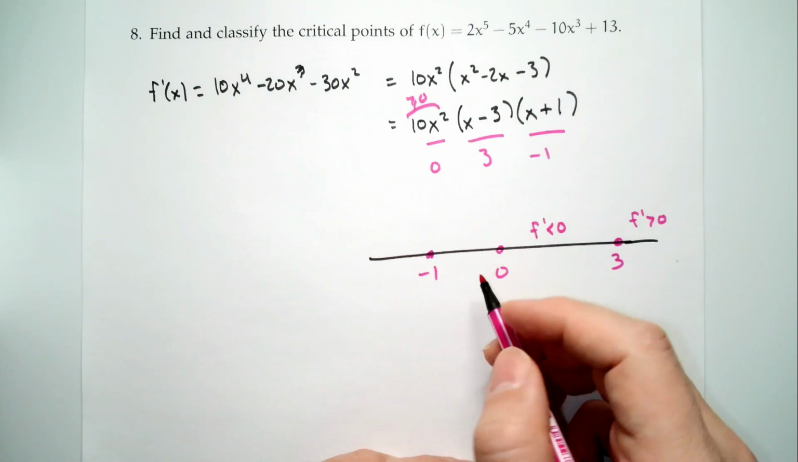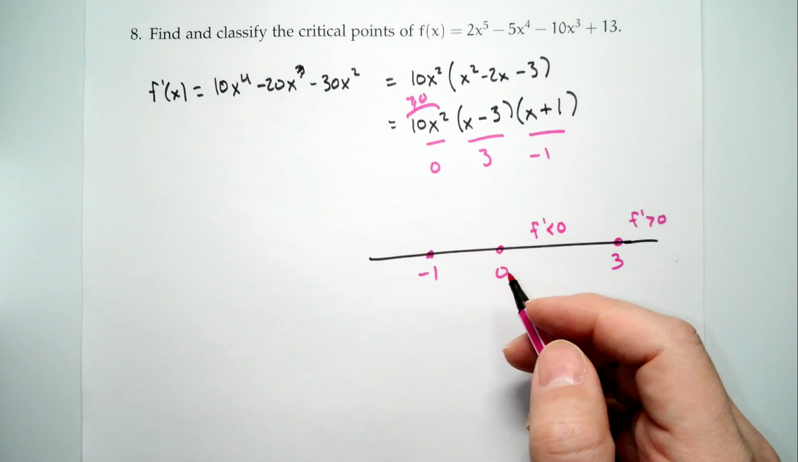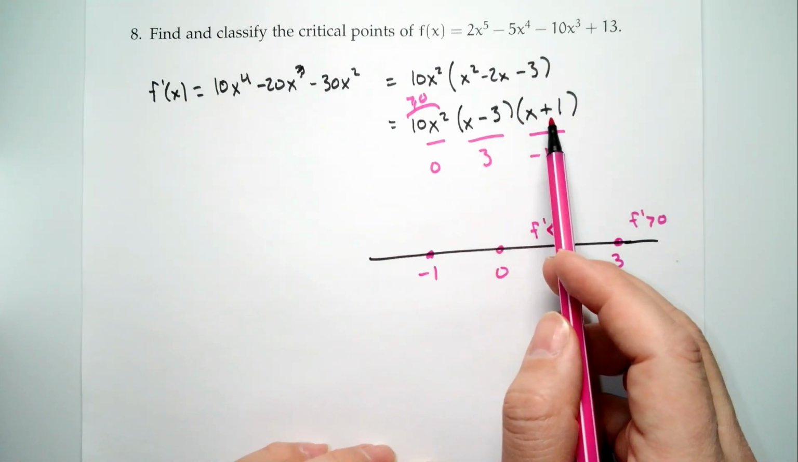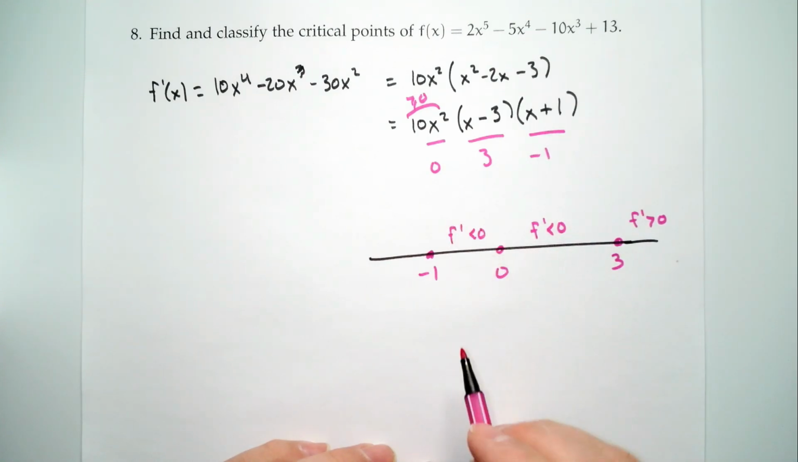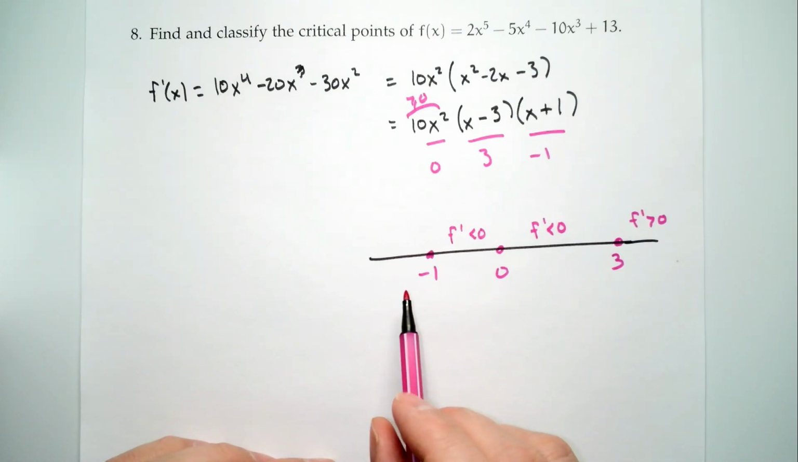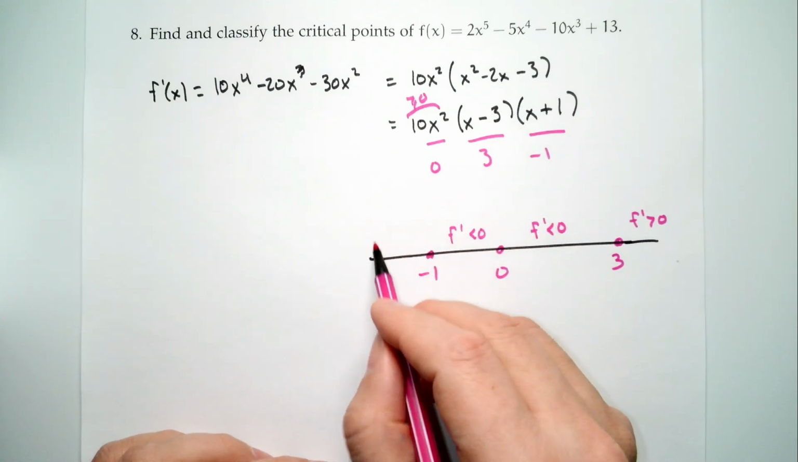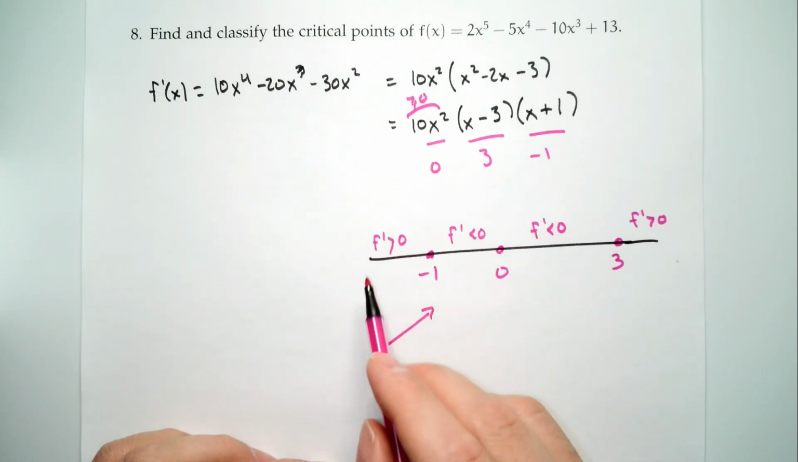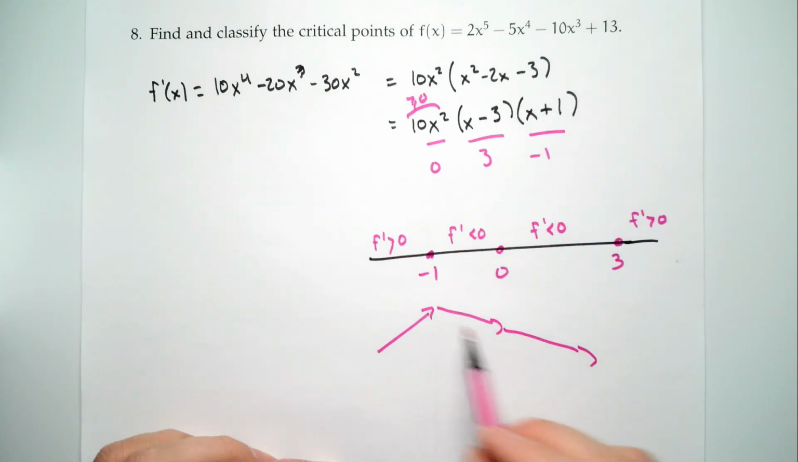Between -1 and 0, I could pick a half. And what would that give me? Well, that would be a negative and a positive. So f prime is still negative. And something below -1, like -100, well, negative and negative, making that positive. So what does that say? It says I'm coming up, below -1, going down, and then going down again. And then I'm going up.